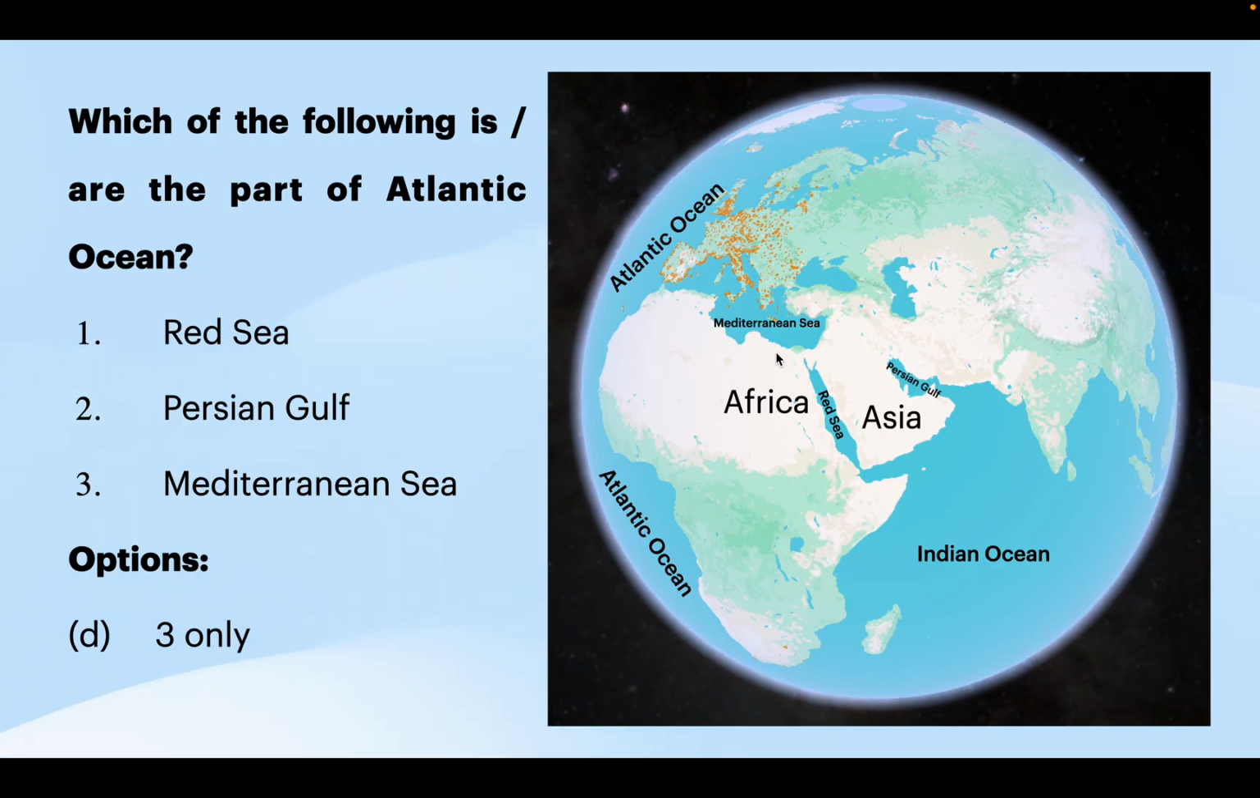It cannot be part of the Indian Ocean because the Indian Ocean is nowhere directly connected with the Mediterranean Sea naturally. Although the Mediterranean Sea is connected with the Indian Ocean also, it is connected artificially with the help of the Suez Canal. So the Mediterranean Sea would not be considered part of the Indian Ocean naturally.